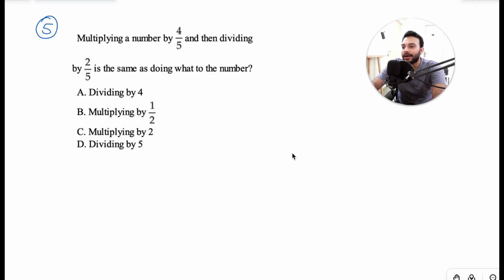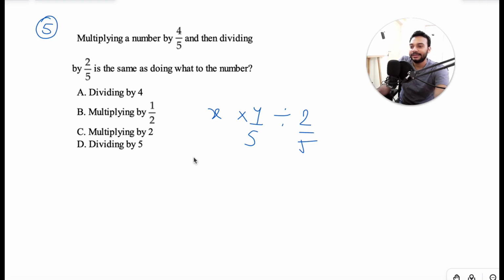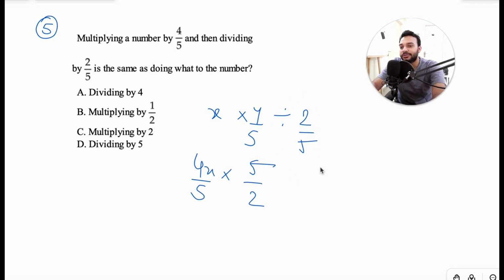Multiplying a number by 4/5 and then dividing by 2/5 is the same as doing what to the number? Okay, so there's some number x. You're multiplying it with 4/5 and then dividing it with 2/5. This means 4x/5 multiplied by 5/2, because division becomes multiplication with the reciprocal.